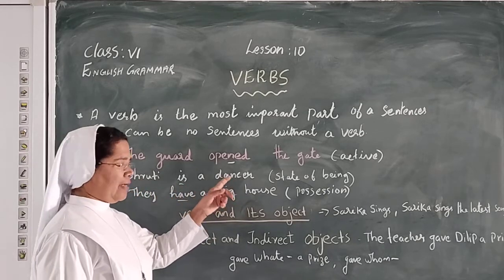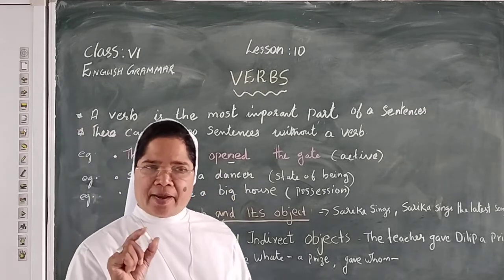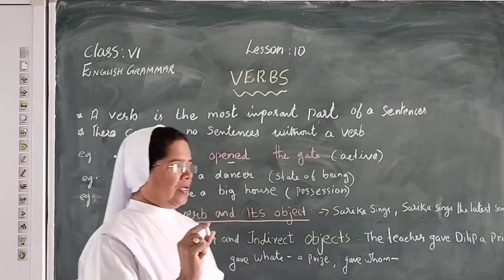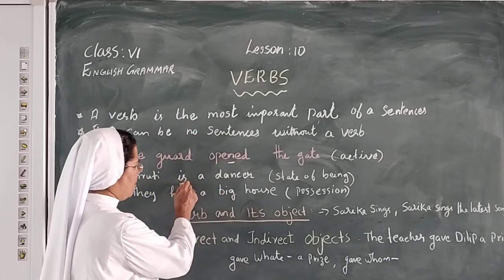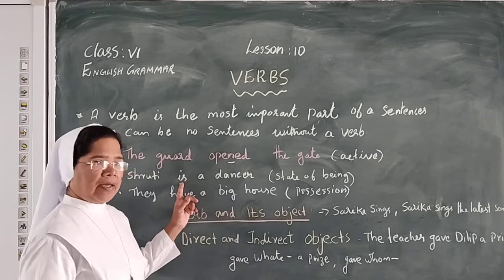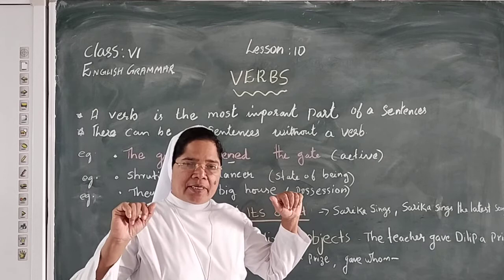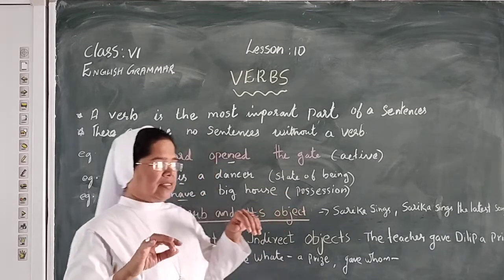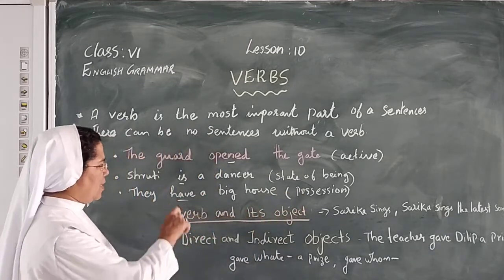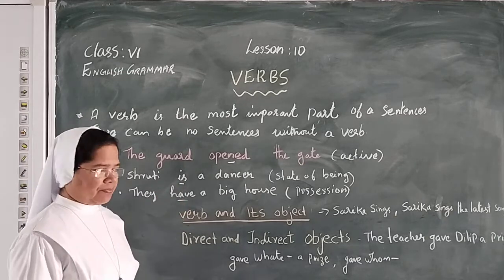Second sentence, look at the board. Shruti is a dancer. In that sentence, is is the verb. This is a state of being. She is a dancer: state of being. Here the sentence verb is is.